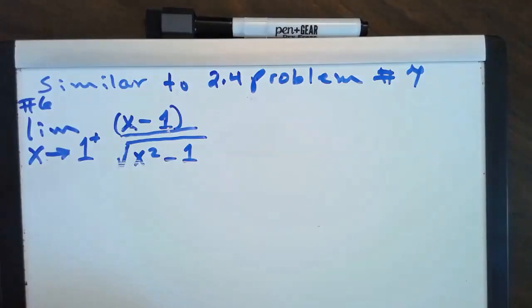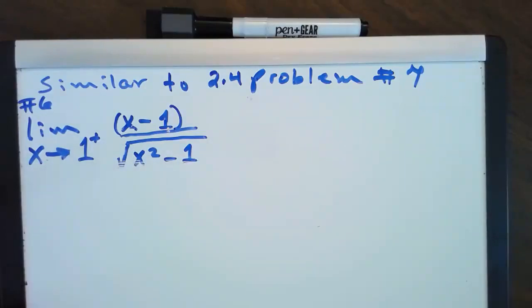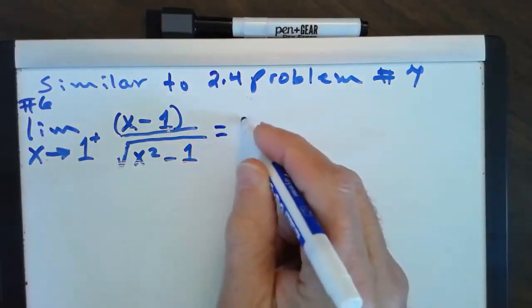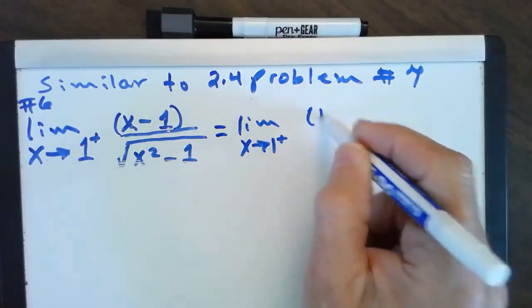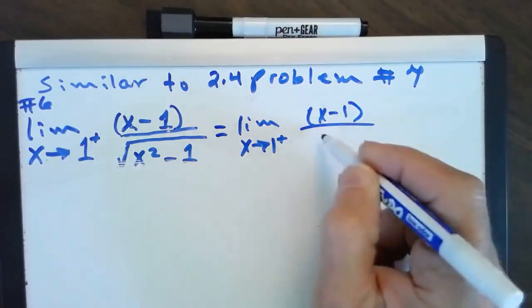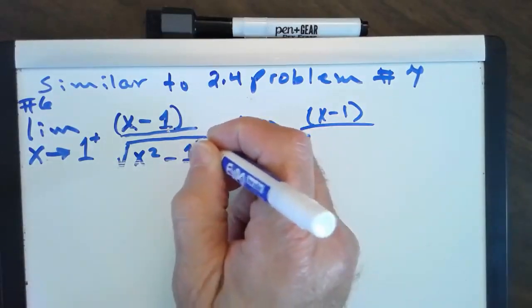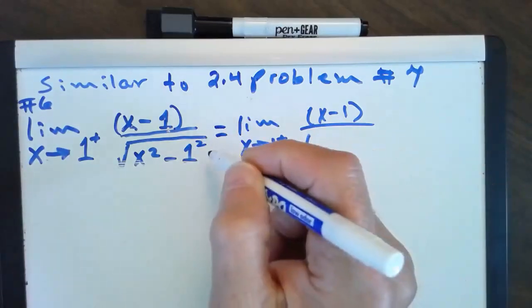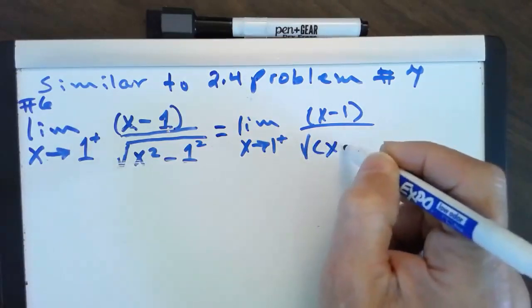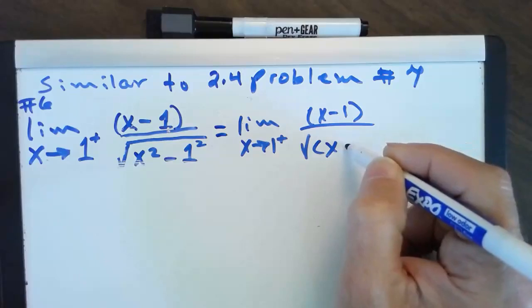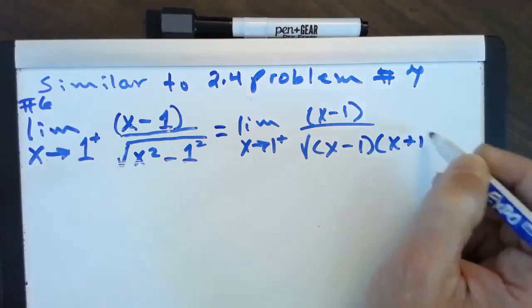Here we have x minus 1. We have a difference of 2 squares in the radicand, so this is the limit as x approaches 1 from the right of x minus 1 over the square root of x squared minus 1. We can make that a 1 squared, because 1 times 1 is still 1, so we can make that a difference of 2 squares. So that's x squared minus 1 squared, and factoring the difference of 2 squares gives x minus 1 times x plus 1.